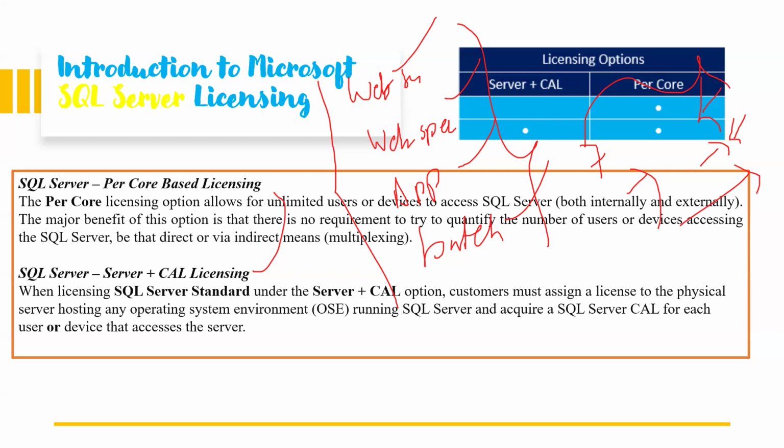One more thing, sir, you will get a portal in your real world. If you want to download the software, we'll have the portal. If you go to the portal, it will display different categories: core based license, server plus CAL based license. You will get to know how many core based licenses are available, how many CAL based licenses are available. Then you need to download the product from the portal.